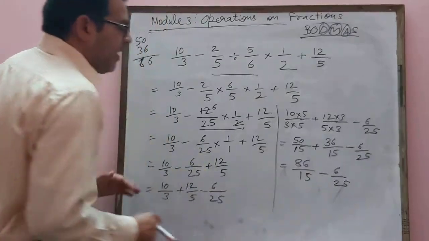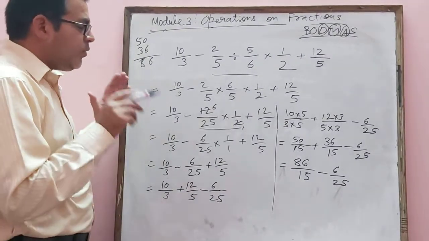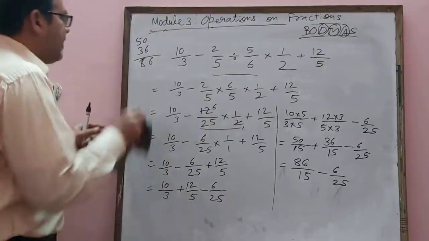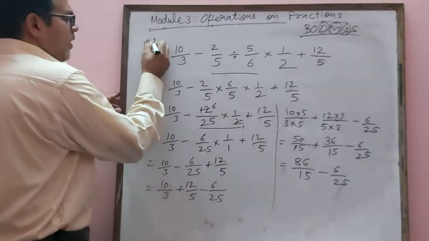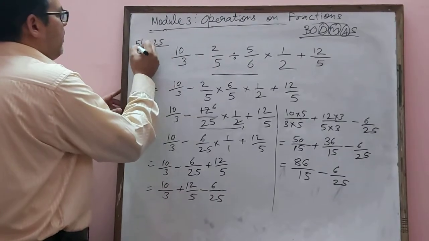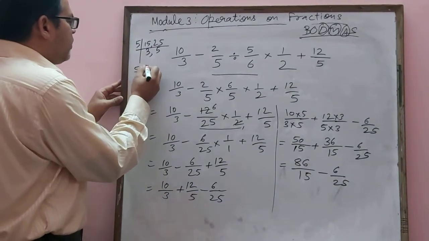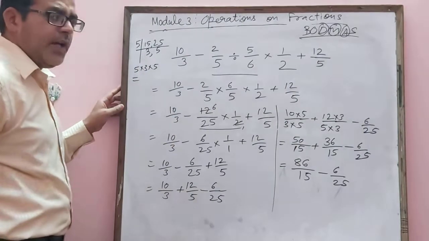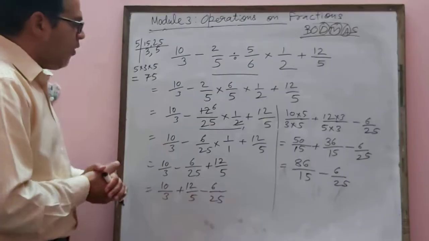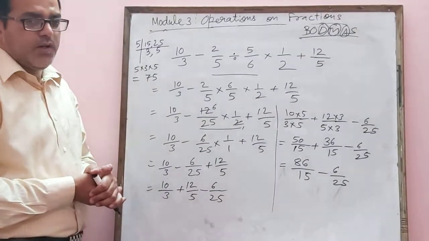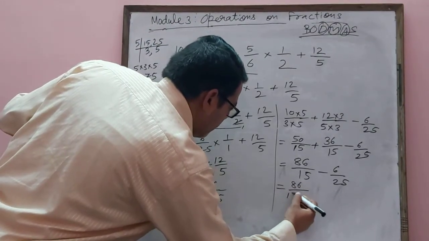Now, how to subtract? 15 and 25. Two different denominators are there. Right? It means we need to take LCM first. LCM I am taking here in this corner. We see here 15, 25. What is common? 5. 5 3s are 15, 5 5s are 25. Now you can see nothing is common there. So 5 into 3 into 5. Right? 5 3s are 15, 15 5s is 75. So 75 is LCM of this 15 and 25. Hope you understand.